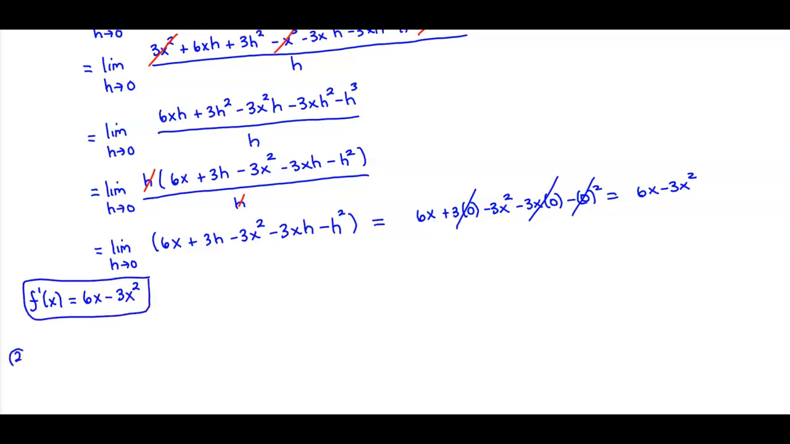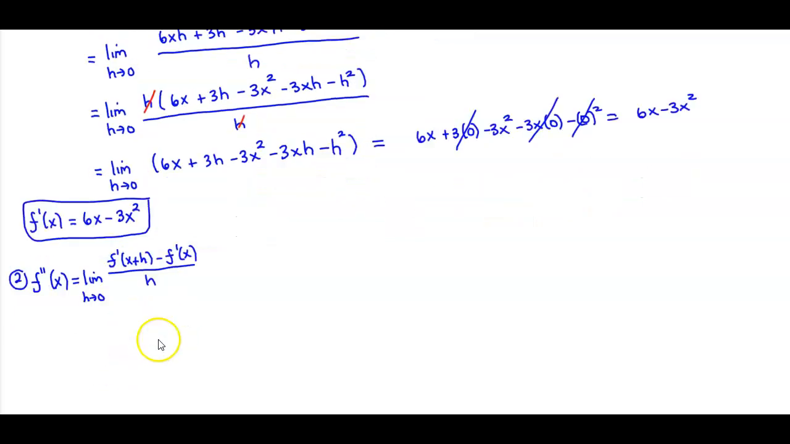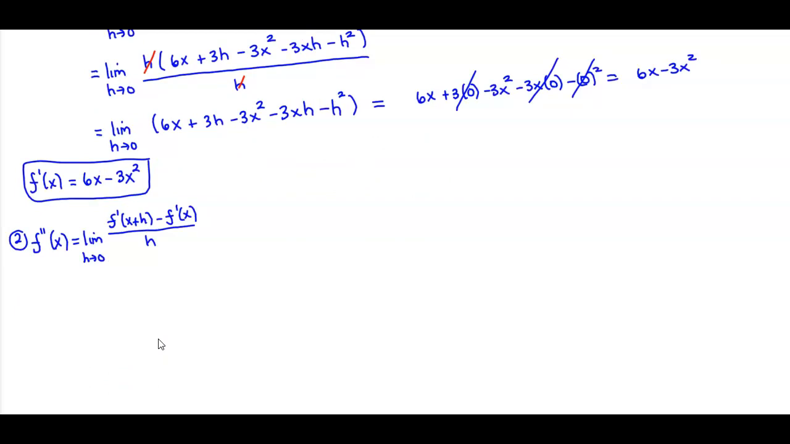Okay, now let's find the second derivative. So if we want to find the second derivative, we're going to use the following definition. So we have the limit as h approaches 0 of the first derivative of x plus h minus the first derivative function over h. Okay, now let's go ahead and evaluate this.